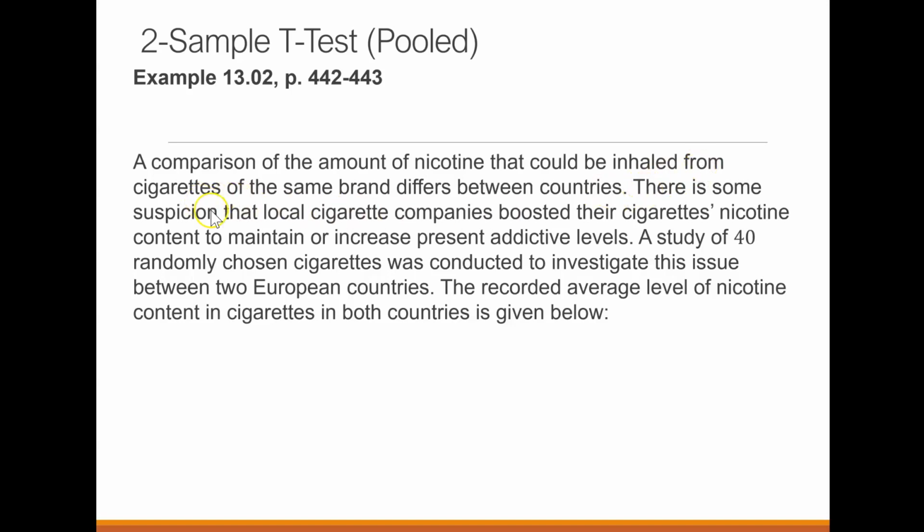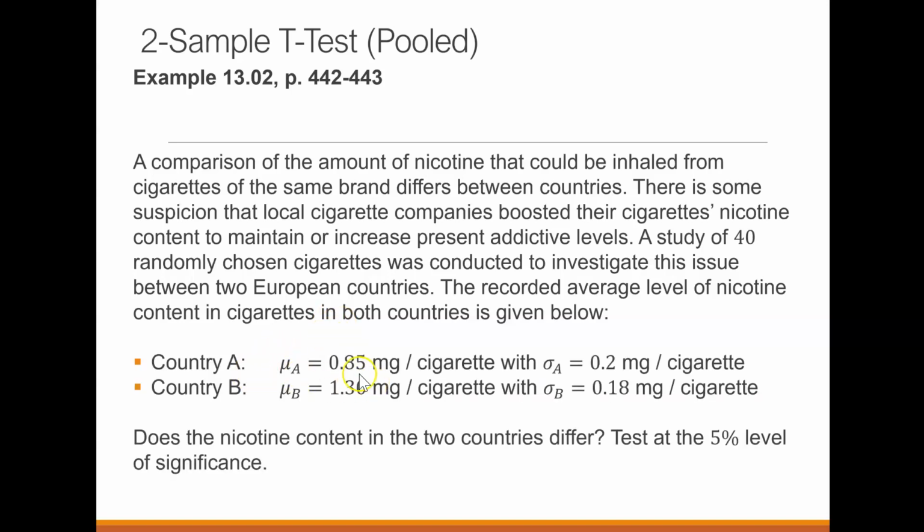There is some suspicion that local cigarette companies boosted their cigarettes' nicotine content to maintain or increase present addictive levels. A study of 40 randomly chosen cigarettes was conducted to investigate this issue between 2 European countries. The recorded average level of nicotine content in cigarettes in both countries is given below.